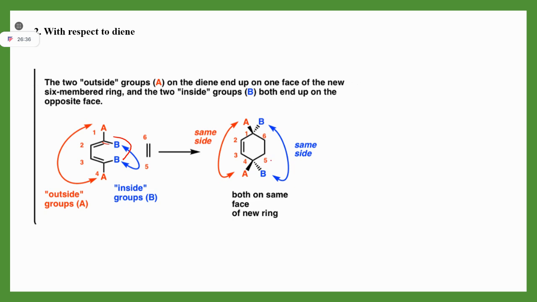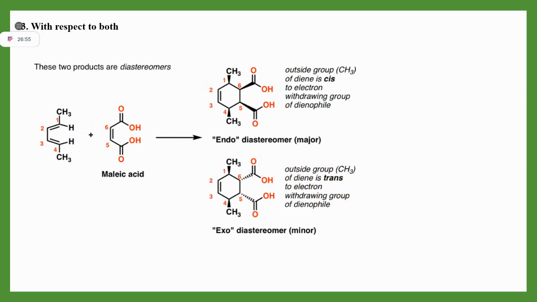So while giving stereo, you have to give the same stereo to the A groups and the same stereo to the B groups. Yes or no? Till here it is clear. After that, I will tell you how they are coming in this way. Now, the third part is the most complicated, where you have a substituted diene and a substituted dienophile.